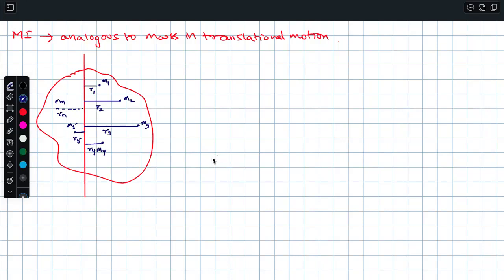For this n-particle system, the moment of inertia is sigma i mi ri square, which means M1 R1 square plus M2 R2 square plus so on, Mn Rn square. This is the definition of moment of inertia. This is how it is defined. So in translational motion, you don't require distribution, you just require what quantity of mass it is.